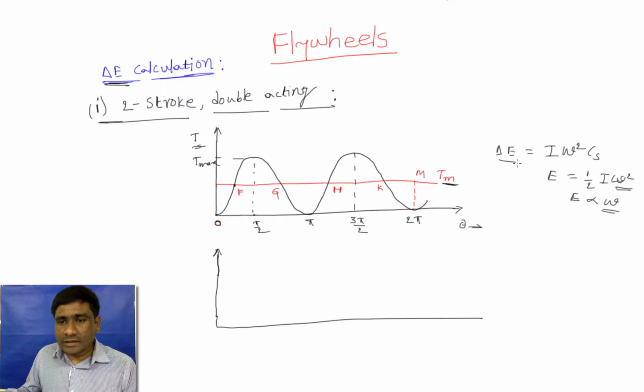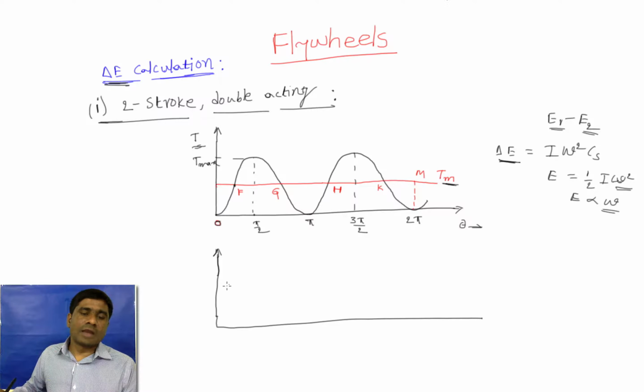This delta E is, as we already defined in the previous session. What is the delta E? This is the difference of E1 minus E2. Whereas E1 is the energy corresponding to the maximum angular velocity of the flywheel or crankshaft, and E2 is the minimum kinetic energy corresponding to the minimum angular velocity of the flywheel or crankshaft.